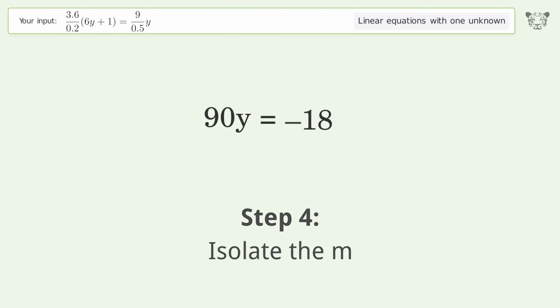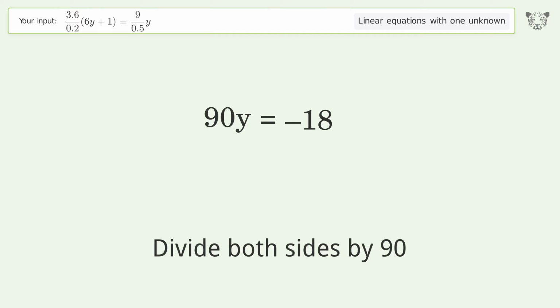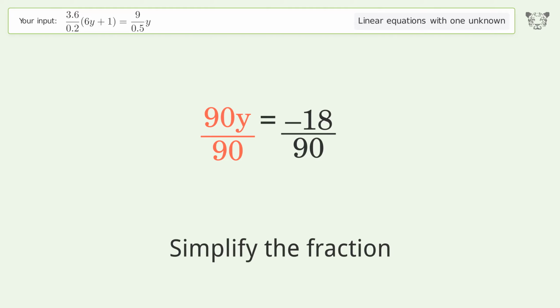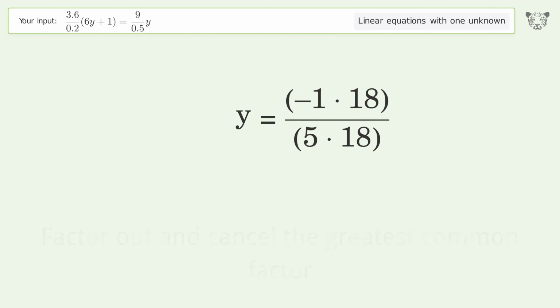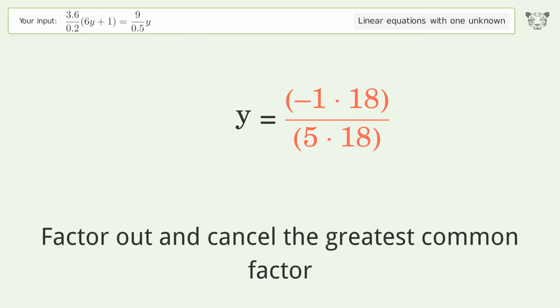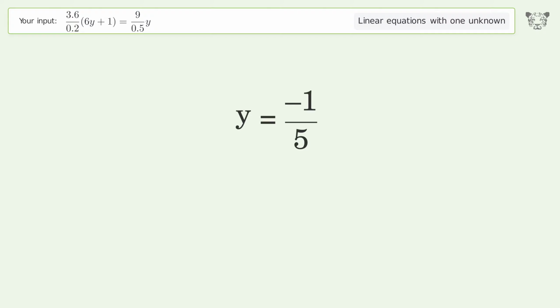Isolate the m. Divide both sides by 90. Simplify the fraction. Find the greatest common factor of the numerator and denominator. Factor out and cancel the greatest common factor. And so the final result is y equals -1/5.